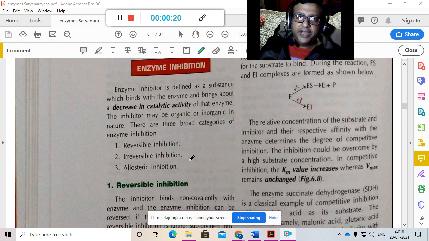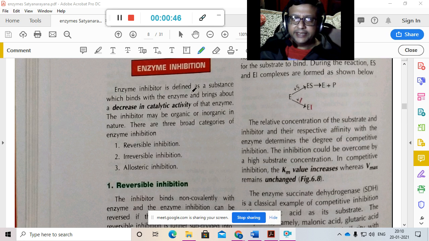Okay, so today I will be starting with enzyme inhibition. In the last class we studied certain factors about enzyme kinetics. We had seen that enzyme activity is affected by many factors: temperature, pH, and substrate concentration. Now we are talking about enzyme inhibition.